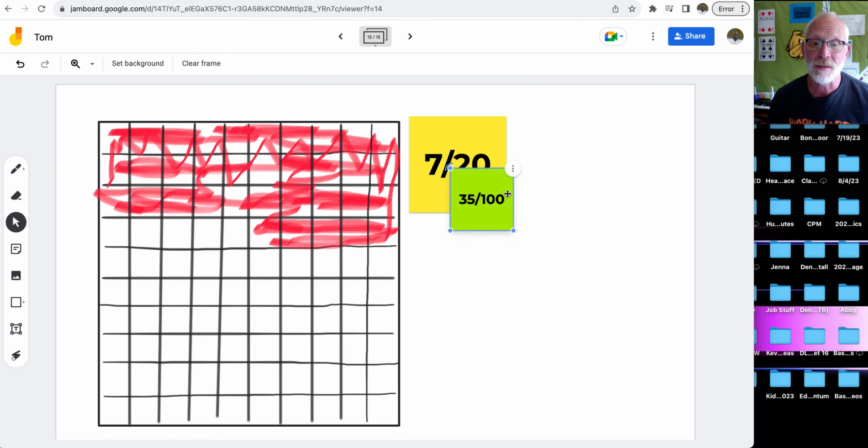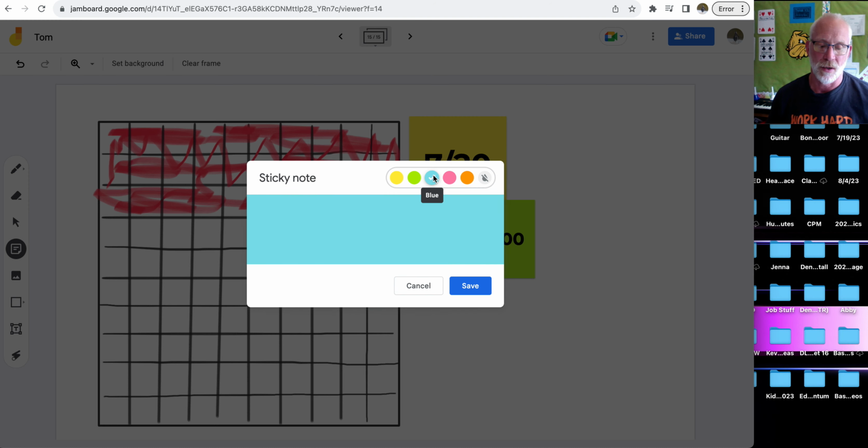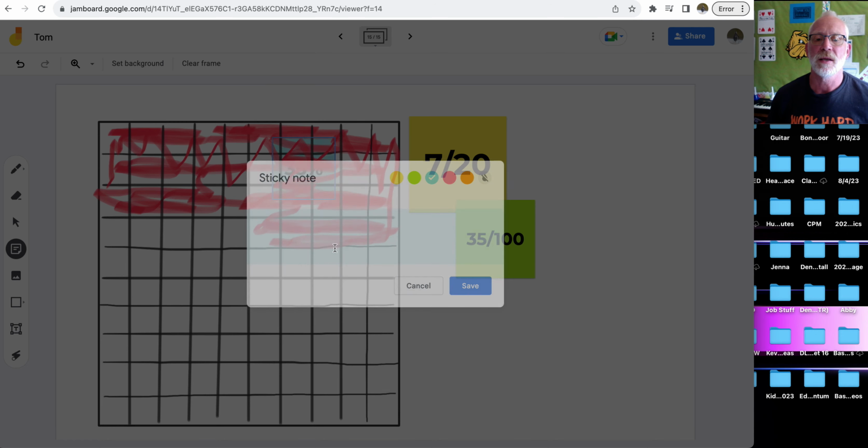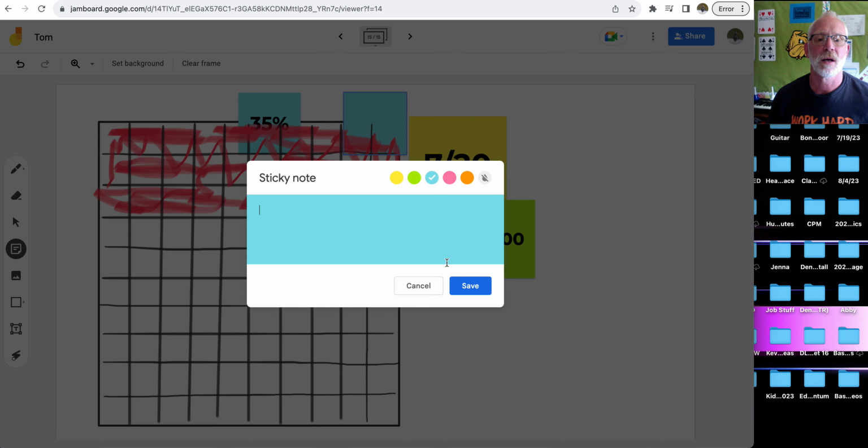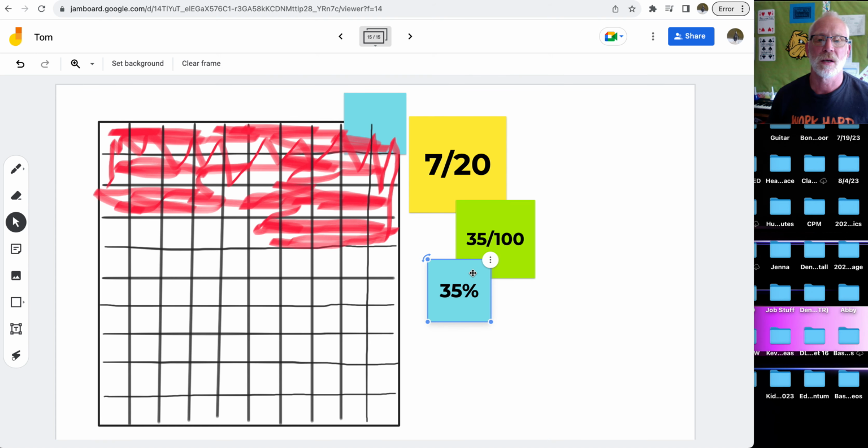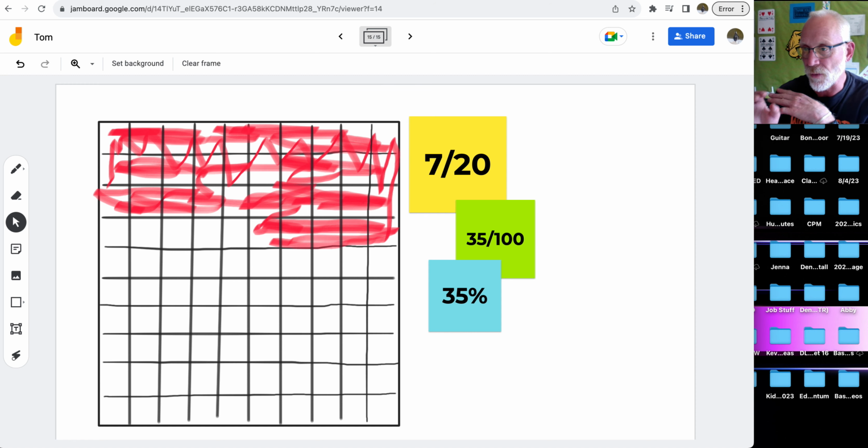So then percent means of 100. So we said, oh, if we have 35 out of 100, that also means we have 35%. And then we drop that here. Cancel here. All right. So then we went through another model like that with the kids, and then they created their own.